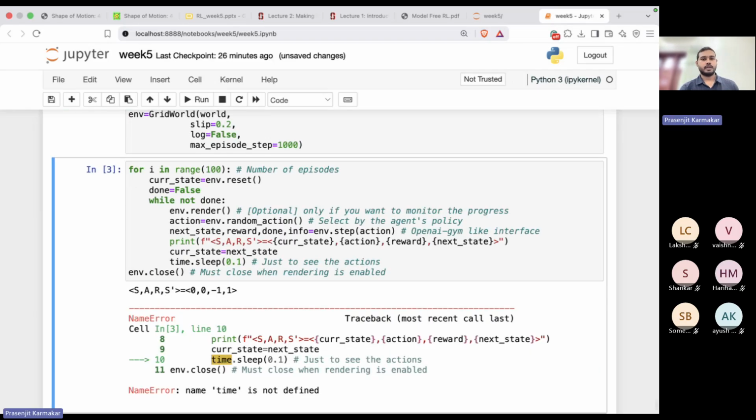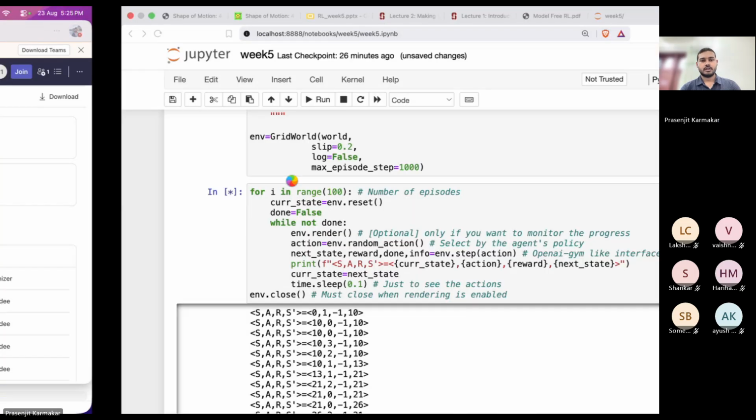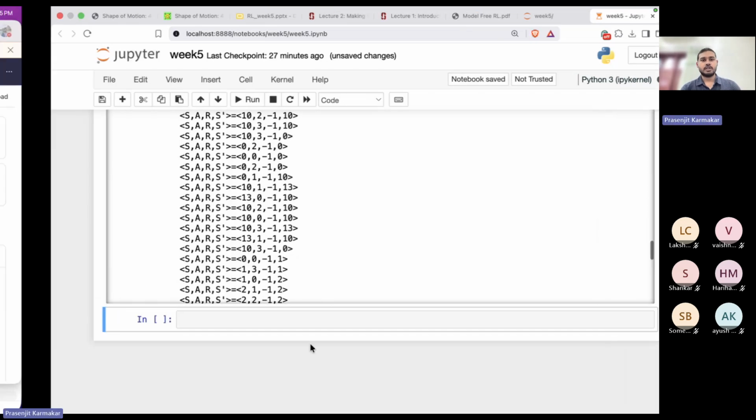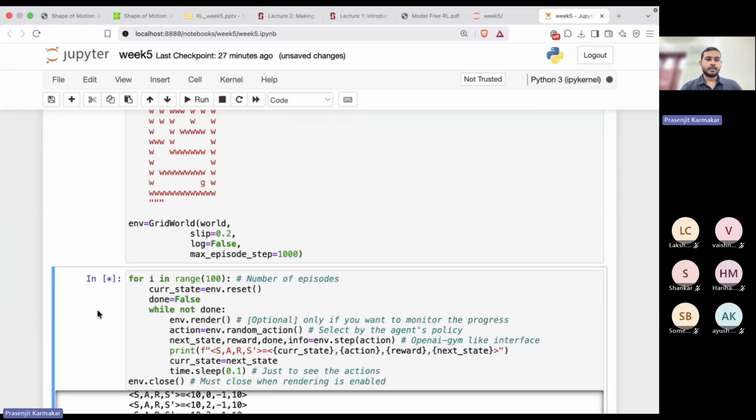Now if I run, see, this is what is happening. It's just taking random actions. And you'll see when it closes out, after 1,000 steps, it will get reset. It's still taking 1,000 steps. So let's not do 1,000 steps. Let's give it less time to explore.